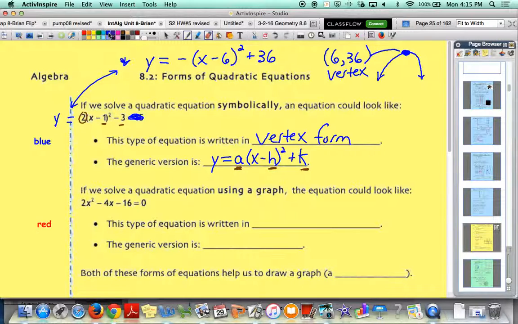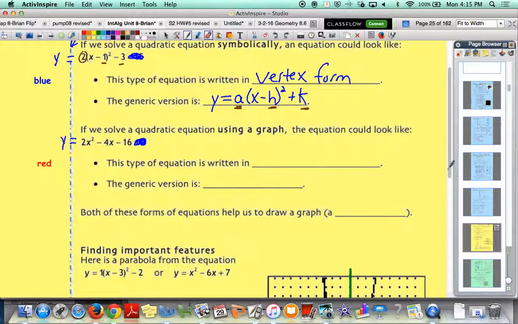The other type of form that we're going to look at in this section is one that looks like this over here. Again, if you crossed off the equals 0 at the end and just put y equals on the front, you have an equation. This is another typical one. You see this a lot in science classes as well with projectile motion. We use this particular equation, and this one is written in what we call the general form. Sometimes we use the words general form or standard form. And the generic version, again, will have more variables than you might like.